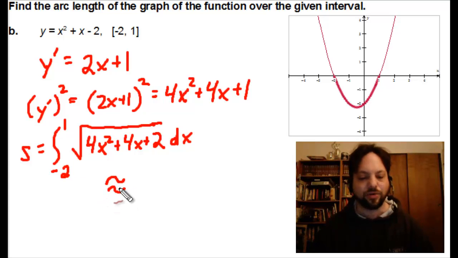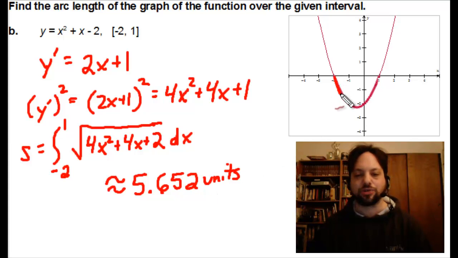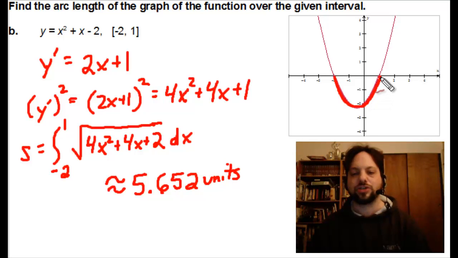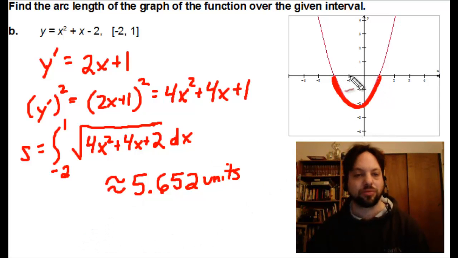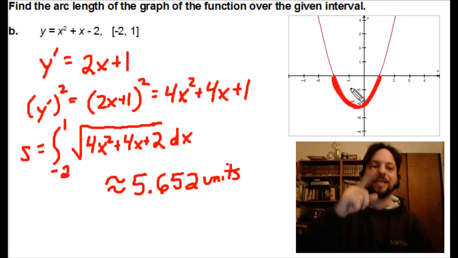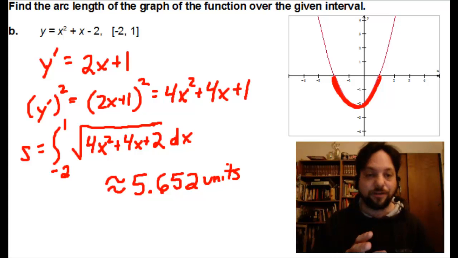It's simply a definite integral, and if you do that correctly, you should end up with this arc length being about 5.652 units. That's how much space is traversed between the 2 zeros of this parabola here. 5.652. Of course, the linear distance would just be 3, but because of the bend there, it does bend quite a bit, and there we go. There's our arc length.